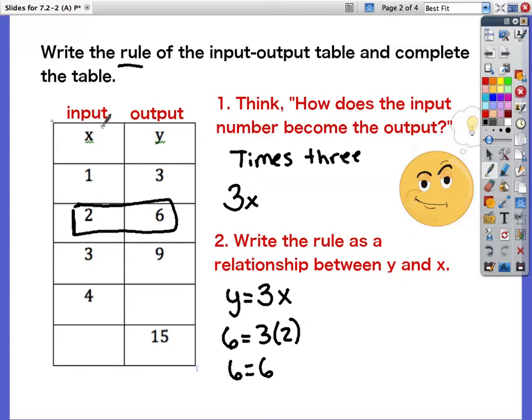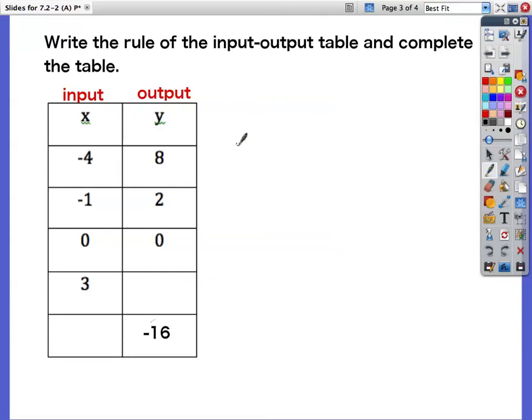Just as a general rule, we use the letter x for the inputs and the letter y for the outputs. Let's do 2 more quick tables, and I think that's going to help us fully understand how to write these as algebraic equations. All right, same kind of problem here. What in the world's going on to my x's to get them to y's? Well, it looks like we're multiplying by, I think, -2, right? -4 times -2 is 8.